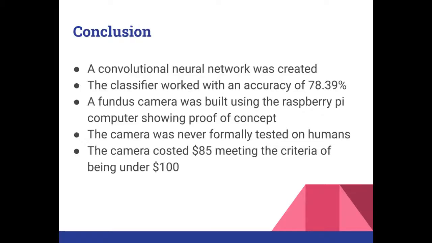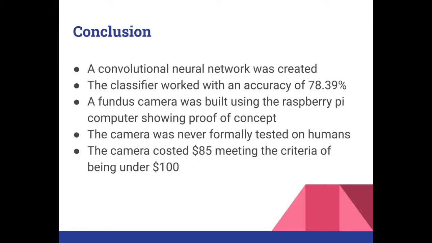So in conclusion, a convolutional neural network was created. A classifier was also created with an accuracy of 78.39%. Additional training data was generated through novel use of a generative adversarial network named FundusGAN, and the fundus camera was built using the Raspberry Pi computer, showing proof of concept. Unfortunately, the camera was never formally tested on humans due to the COVID-19 pandemic. Additionally, the camera cost $85, meeting the criteria of being under $100.